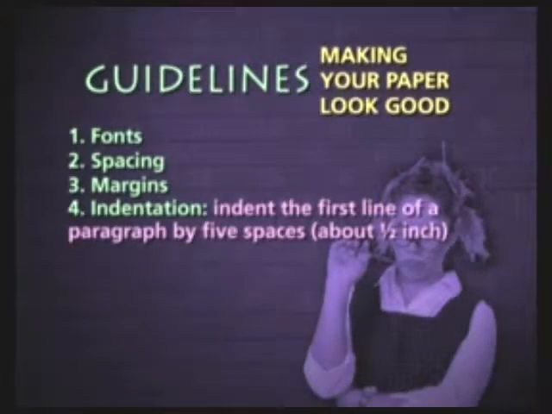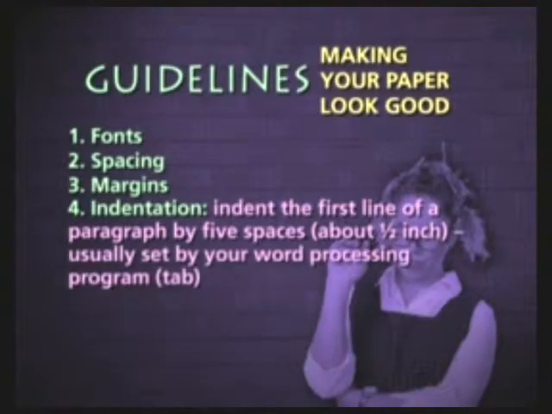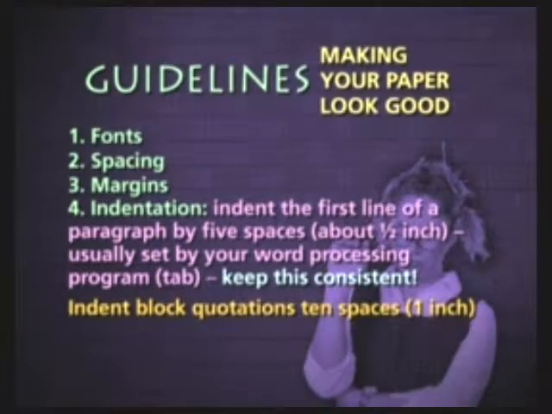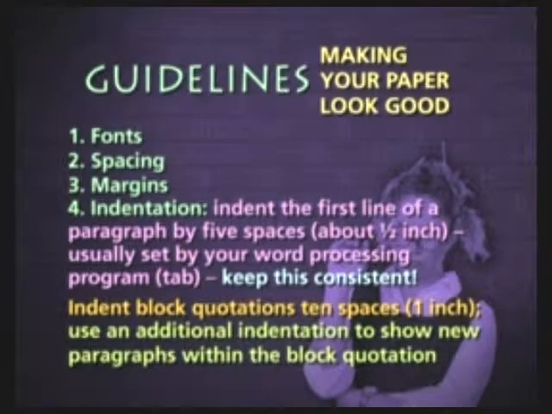Indentation. Indent the first line of a paragraph by 5 spaces, or about ½ an inch. This is usually set by an automatic indent control in your word processing program, and set it for that size spacing if you have a choice. Be sure to keep this consistent. Block quotations should be indented 1 inch, or about 10 spaces, and use, of course, an additional indentation within the block quotation as needed to show new paragraphs within the long block quotation.